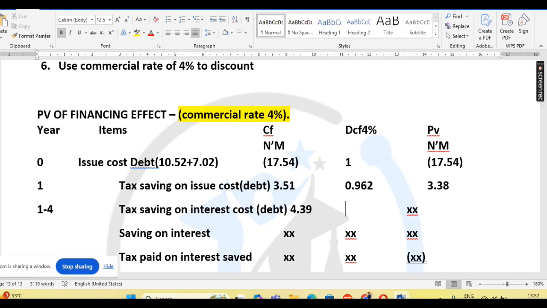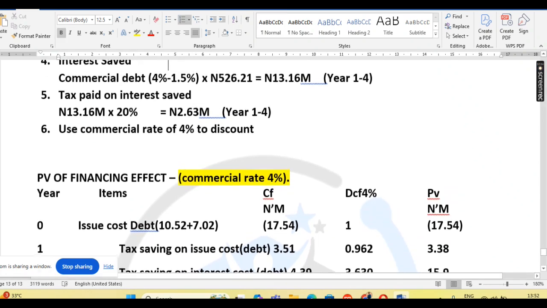3.630. So what do you have when you multiply? 15.9. Okay.